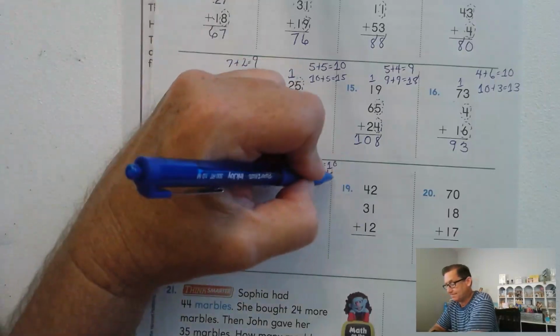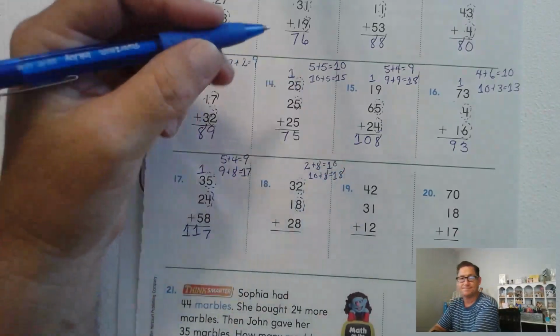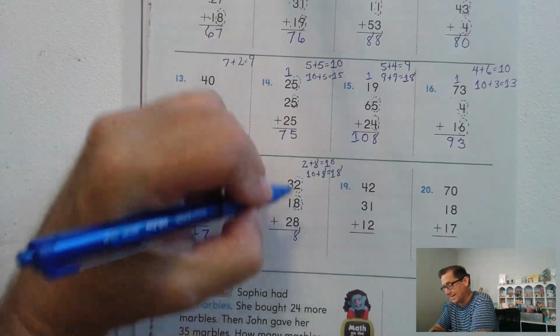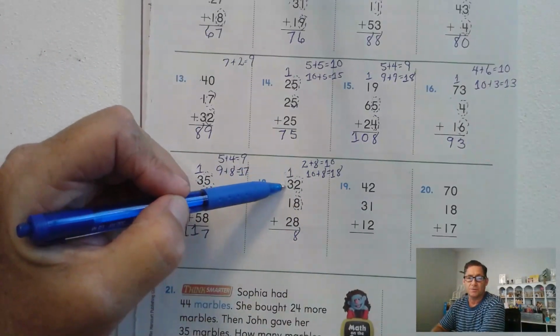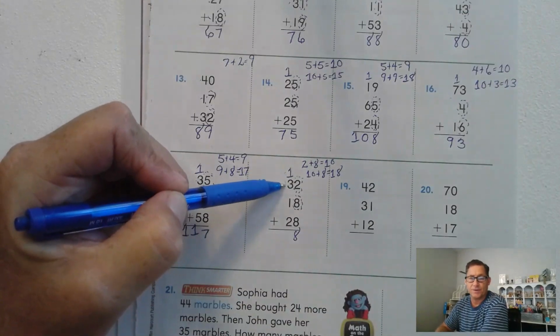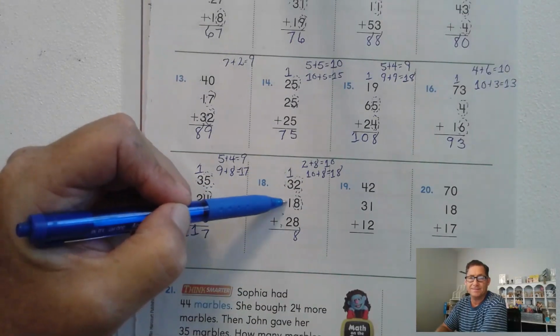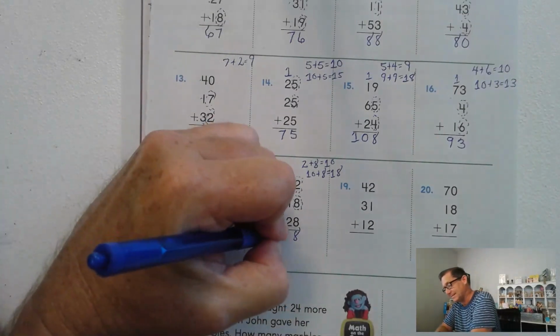Ten plus 8 is 18. Regroup that as 1 ten and 8 ones. I'm going to start with the largest addend, the tens. 3, 4, 5, 6, 7. 7 tens.